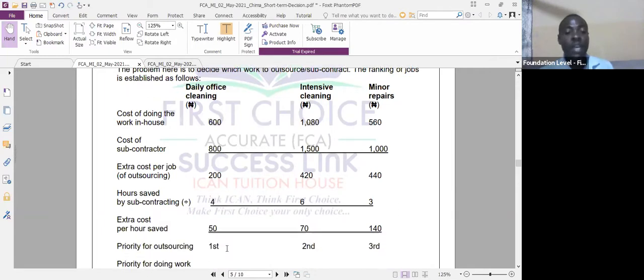Then the next thing is, how much is the extra cost per hour saved? So the extra cost you are willing to spend is 200 naira, and this is the number of hours you have saved to take the burden off your hands. So yes, I'm paying 200 naira extra. I'm taking the burden off my hands. I won't be spending 4 hours anymore to do a task.